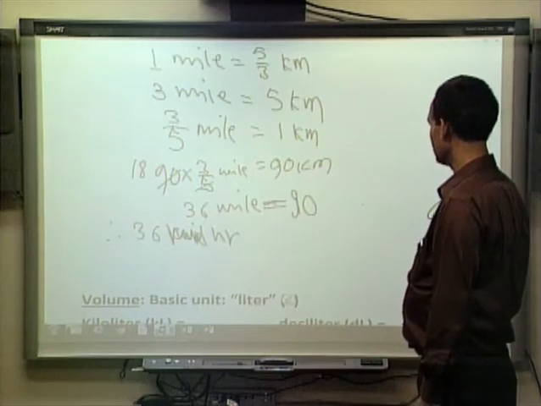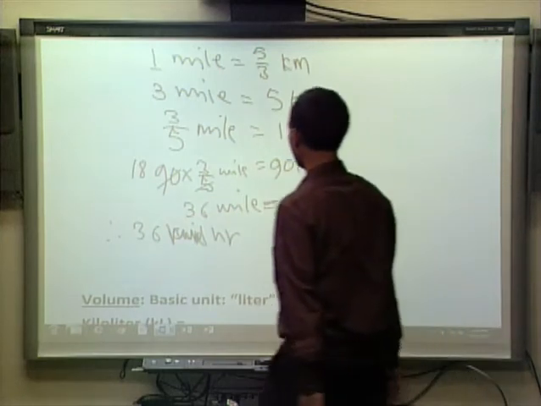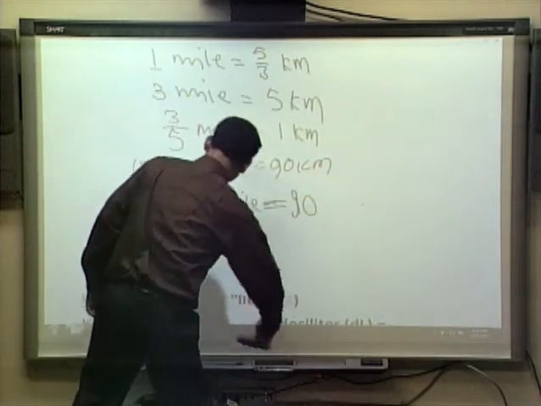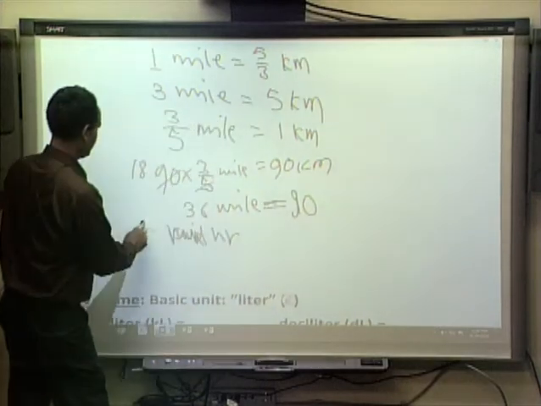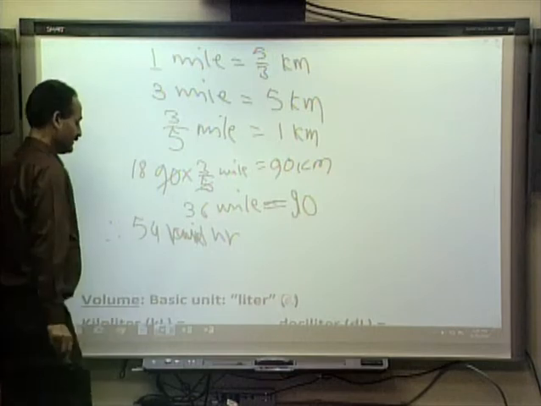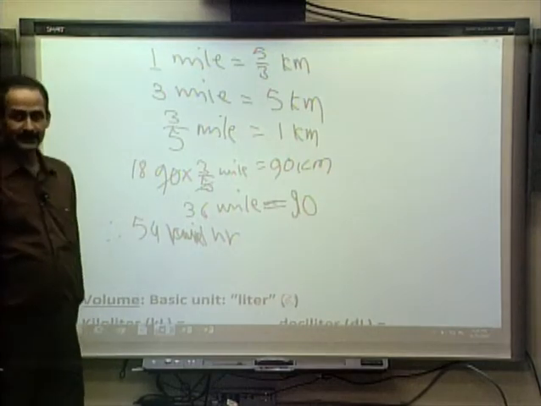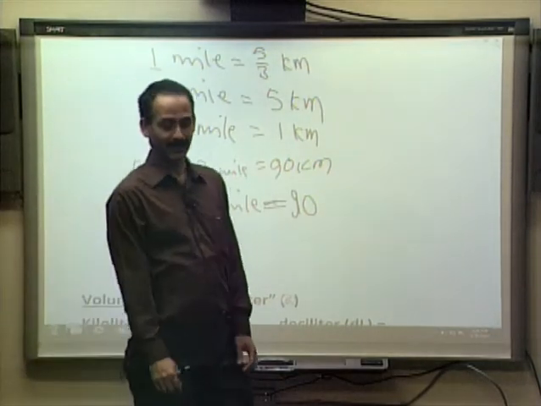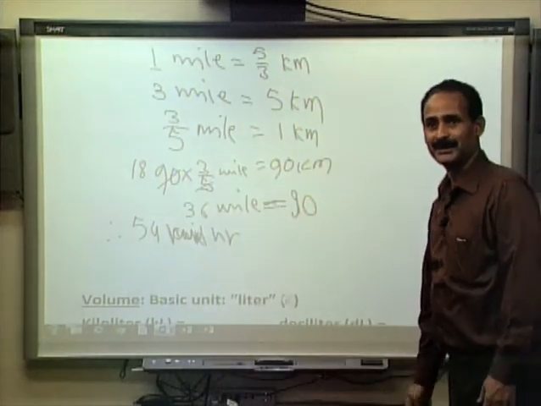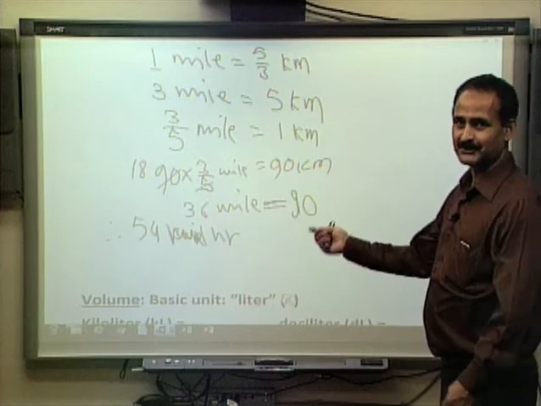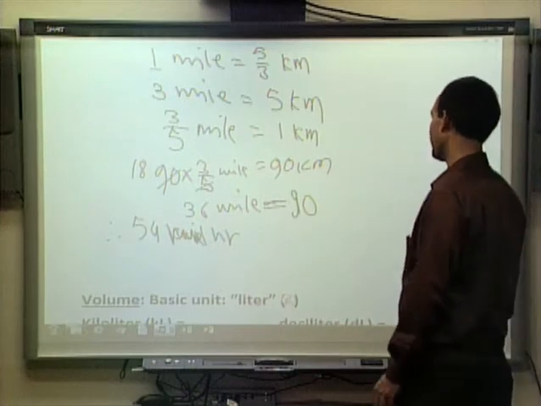I made a mistake. 18 times 3 is 54. 36 was very small for 90 kilometer per hour, and the car is speeding like it is on the highway. So it should be around 60. So it is 54 mile per hour.